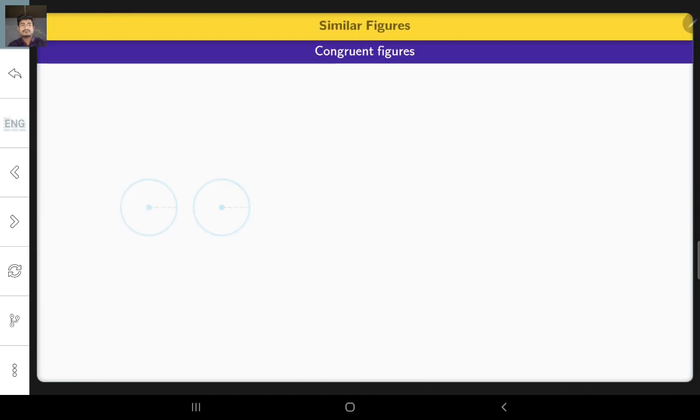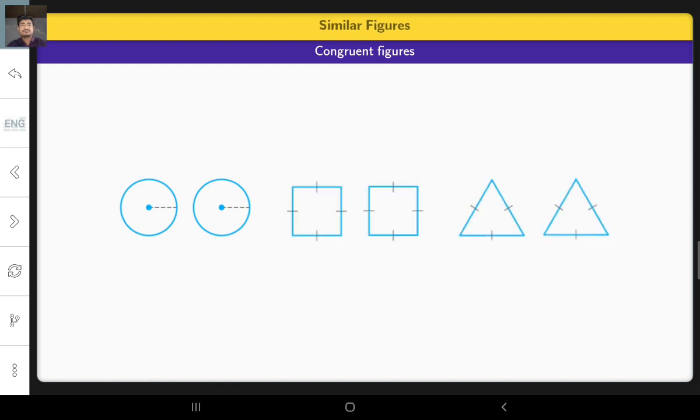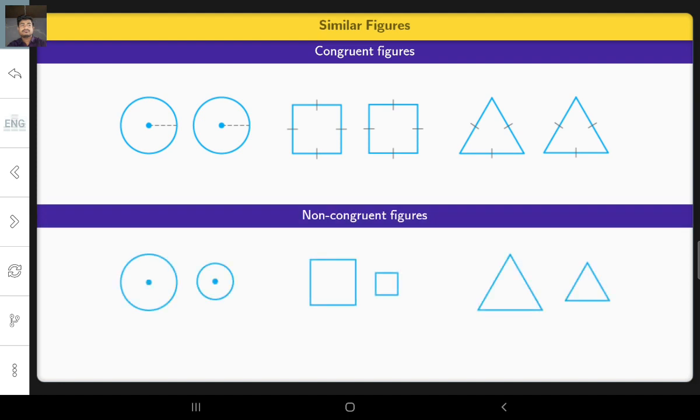We see that all circles of the same radii, all squares of equal sides, and all equilateral triangles of equal sides are always congruent. If you observe these shapes, you will find that they have the same shape but different sizes. So, these figures are not congruent. Such figures which have the same shape but not necessarily same size are called similar figures.